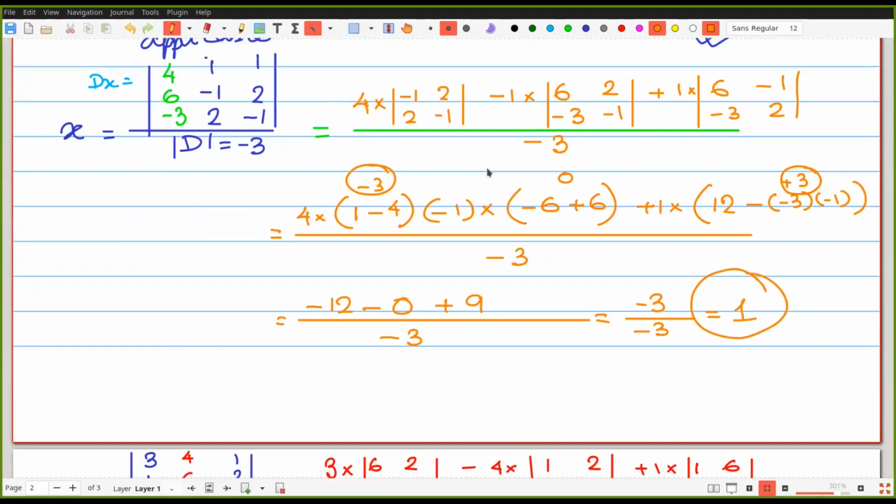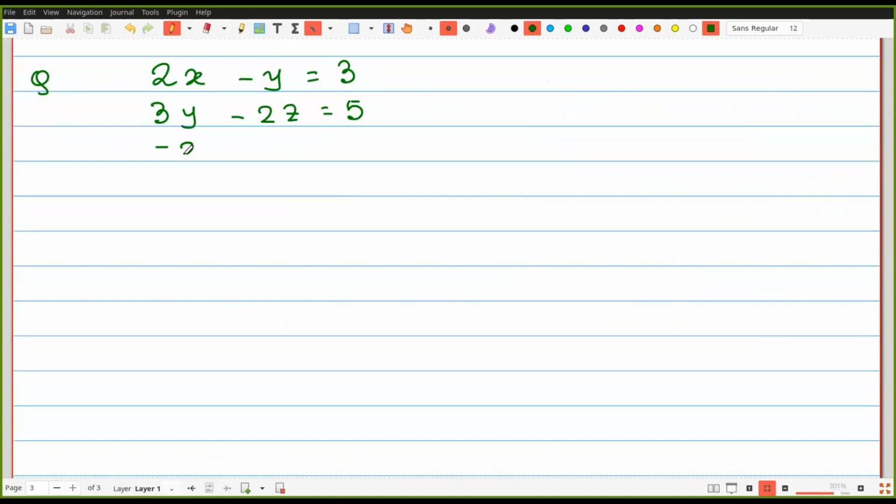Next, another problem for the Cramer's rule. Okay, what happens here? Suppose the question is like that. The system of linear equations is like 2x minus y is equal to 3. Then 3y minus 2z is equal to 5. And minus x plus 2z is equal to minus 4.